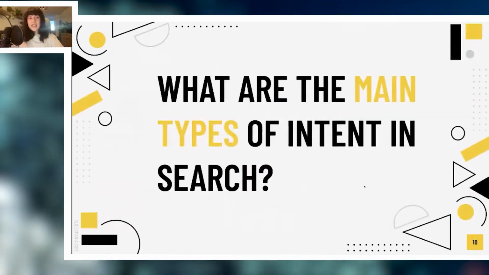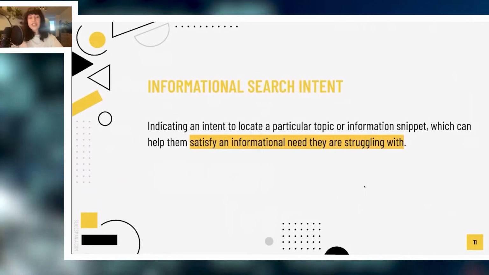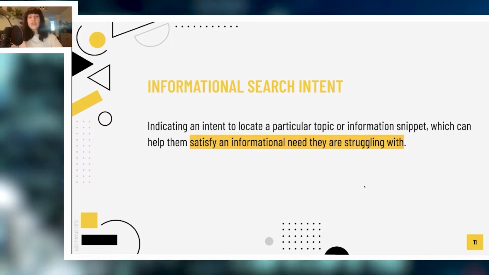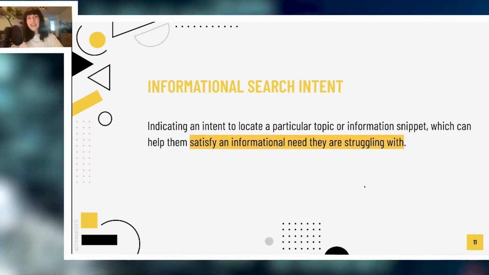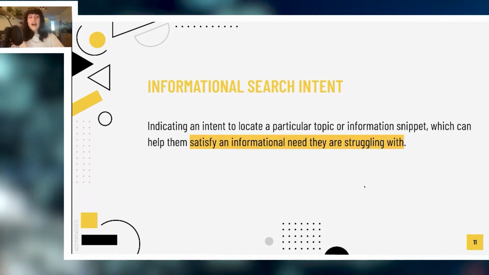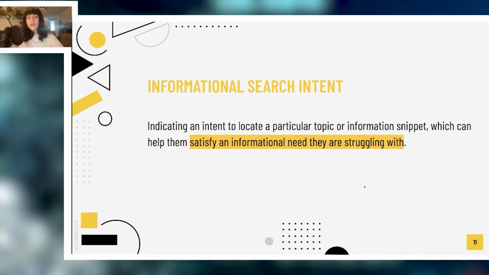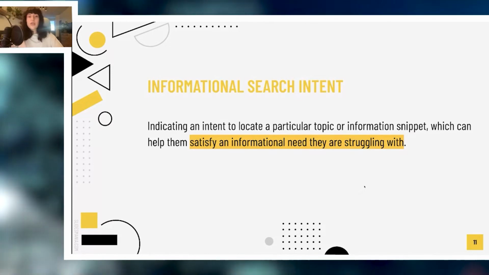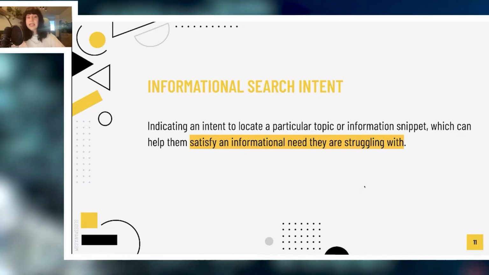So what are the 3 categories that are the main types of search intent? First, we have informational search intent. These queries indicate an intent or a desire of the user to locate a particular information snippet or a place on the web that can satisfy an informational need that they are struggling with. It's very easy to spot this type of intent, because the keywords that people usually use can indicate things like a question, for instance what, why, how, or they can also indicate the type of resource that they're looking for. Maybe they're looking for a blog, a guide, and things like that.